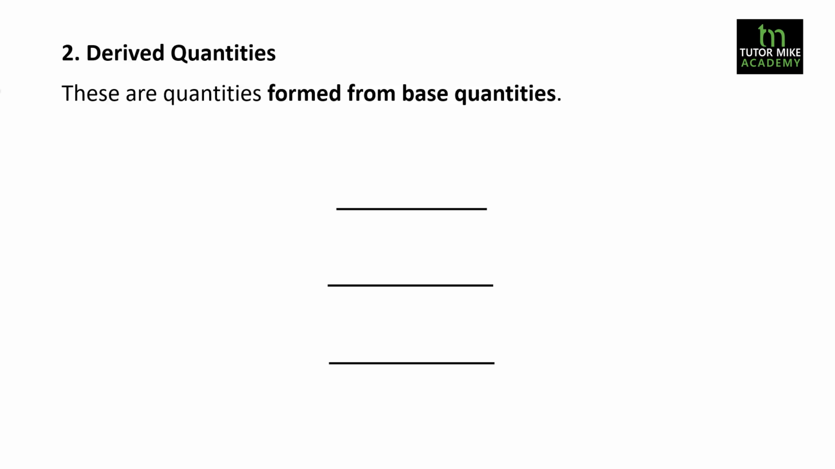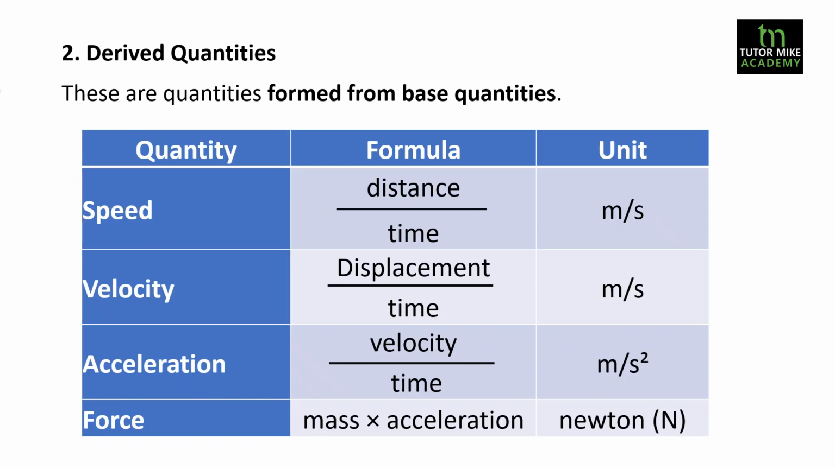Derived quantity, this is the second type of physical quantity. Derived quantities are quantities formed from base quantities, that is, the fundamental. So we join one or two fundamental quantities together to get a derived quantity. As the name implies, we derive it from the fundamental quantities. For example, we have speed. Speed is derived from distance over time, that is the formula for speed. So speed is a derived quantity. Velocity is also a derived quantity, which is displacement over time.